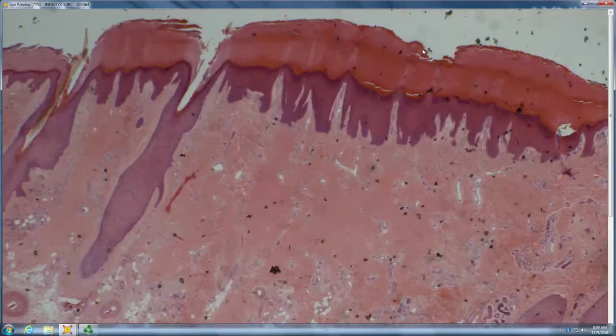So this little structure hanging off of it, and here, that's the bulge, right? The bulge is around the area of the erector pili insertion. That's where your stem cells reside that are going to give rise to a new follicle. Scar at that level means you're not capable of regrowing hair. If that level is not scarred, you may be capable of regrowing hair.